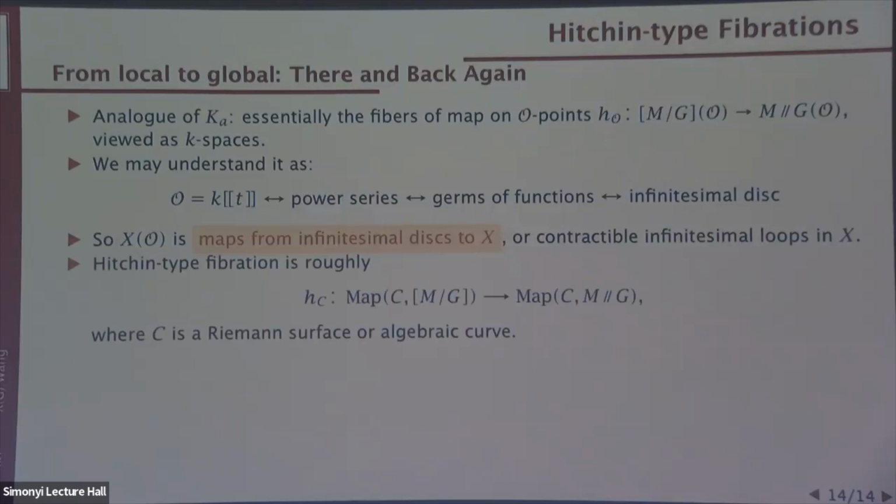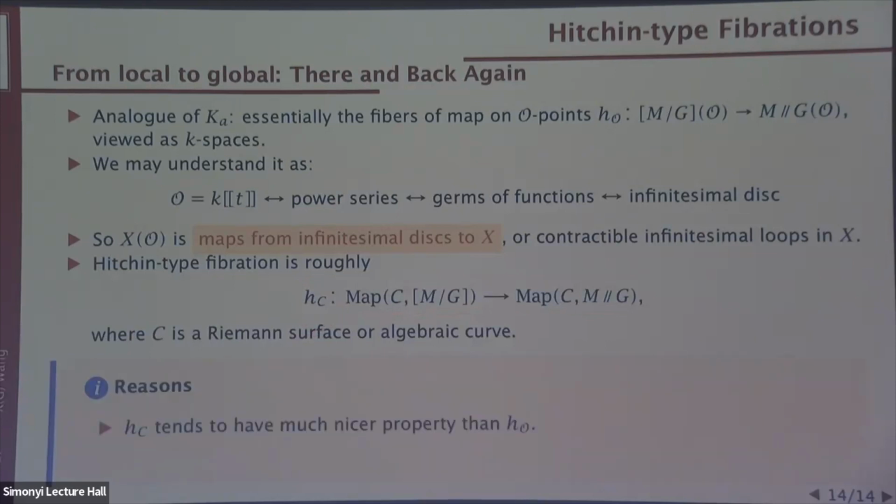So this is kind of like a local, and to replace it with something global, we can consider a Riemann surface or algebraic curve rather than this infinitesimal disk. So instead of a map from this O to this space, we can consider a map from this C, the curve, to the stack and to the space. So this H_C is the Hitchin-type fibration associated with the G acting on M.